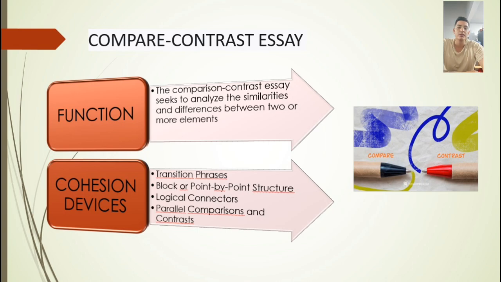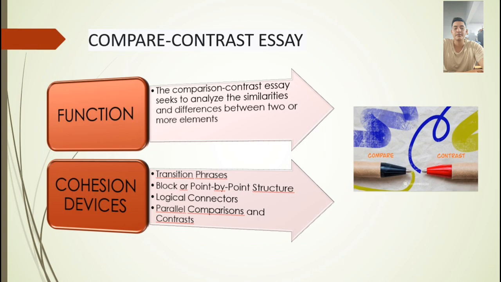Comparison and contrast SI, function and cohesion devices. Function. The comparison and contrast SI aims to analyze the similarities and differences between two or more elements. Its purpose is to highlight relationships between subjects and emphasize distinctive features that differentiate or unite them.